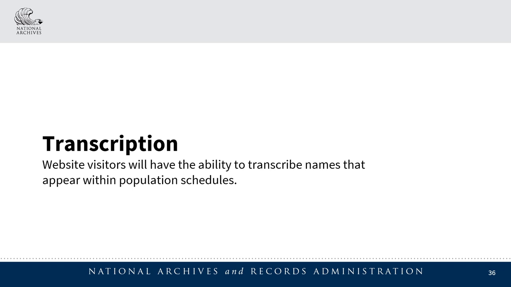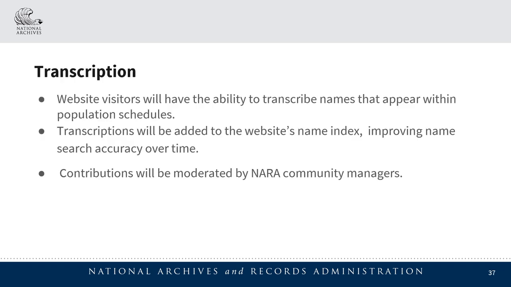And that brings me to our next feature, transcription. Website visitors will have the ability to transcribe names that appear within the 1950 census population schedules. As visitors submit transcriptions, they will also be incorporated into the website's name index, which will improve the quality of the name search feature over time. There's also a moderation component within the tool, which includes some quality control measures and will also allow NARA community managers to review the transcriptions that are being contributed to the site.